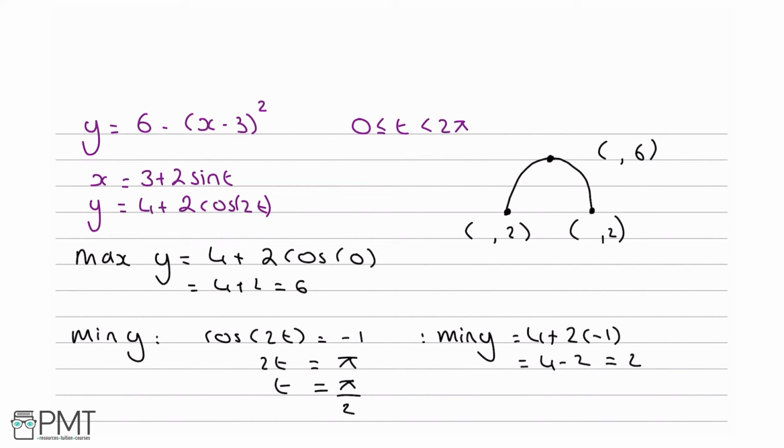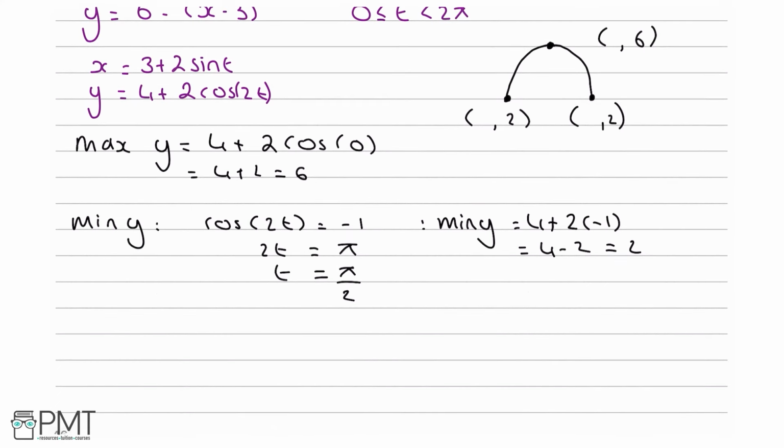This point here has the smallest x value, so that's going to be when x is at its minimum. So min x is when sine of 2t equals minus 1. Therefore, min x equals 3 minus 2, because we've got minus 1 times 2, so that's minus 2, which equals 1. So this point here is 1.